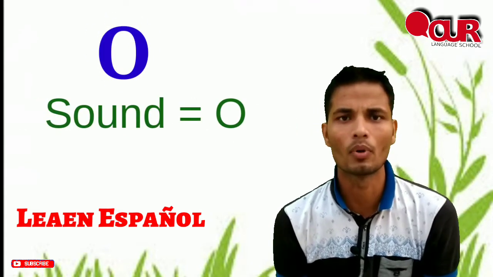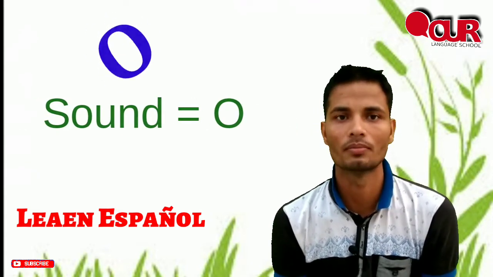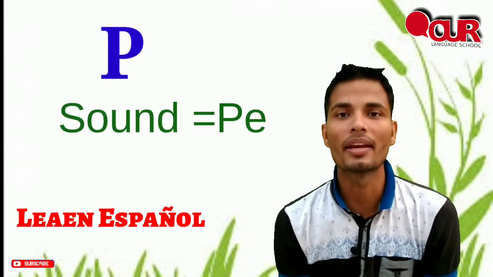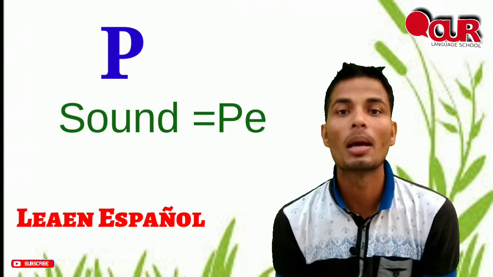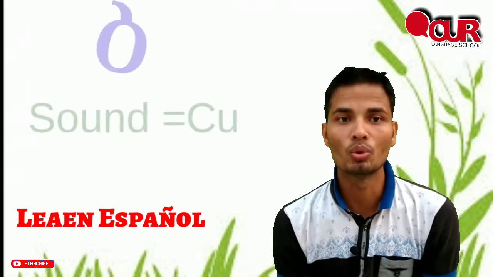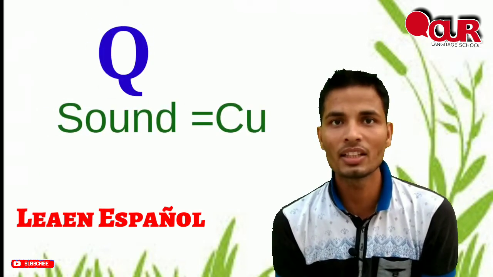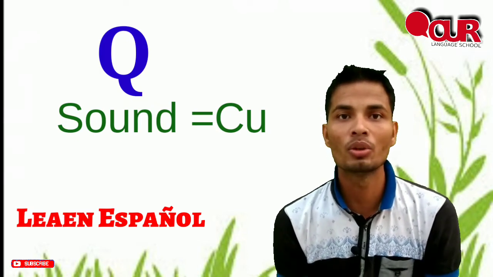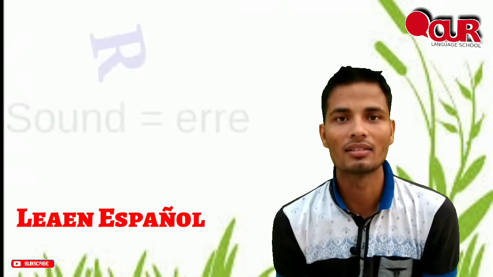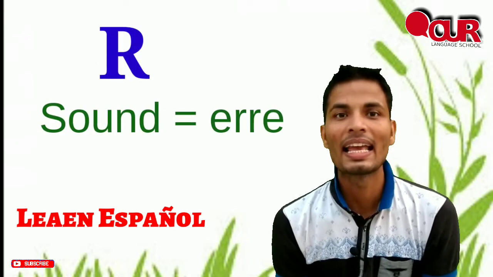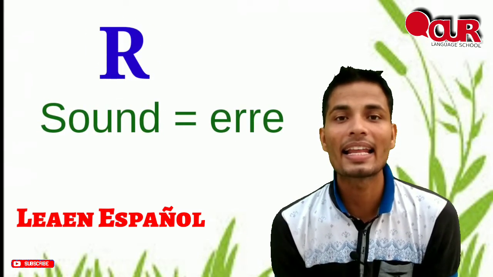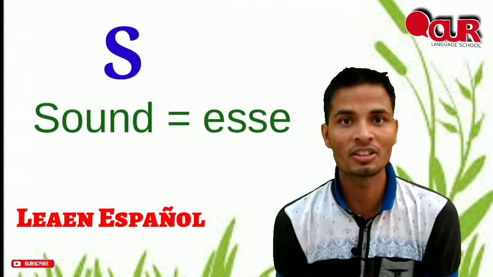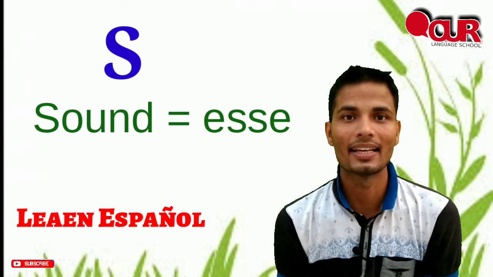O is the same. O in Spanish is also O. Next is P. P in Spanish is Pe. Q. Q in Spanish is Q. R. R in Spanish is R. S. S in Spanish is S.